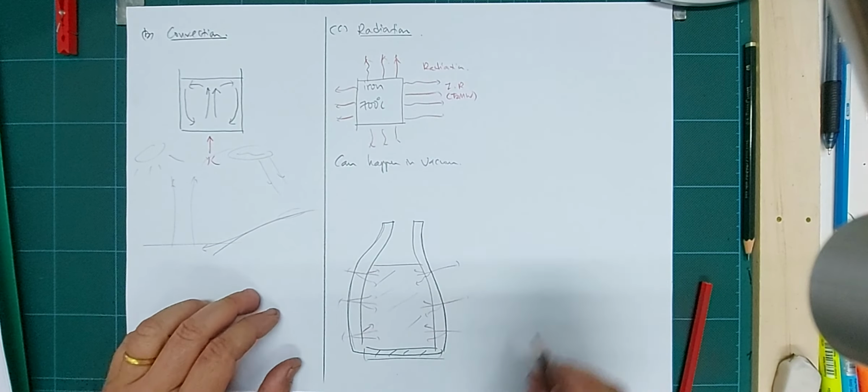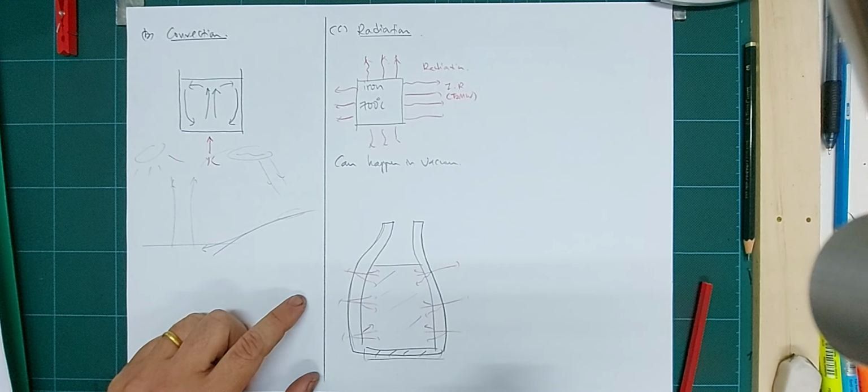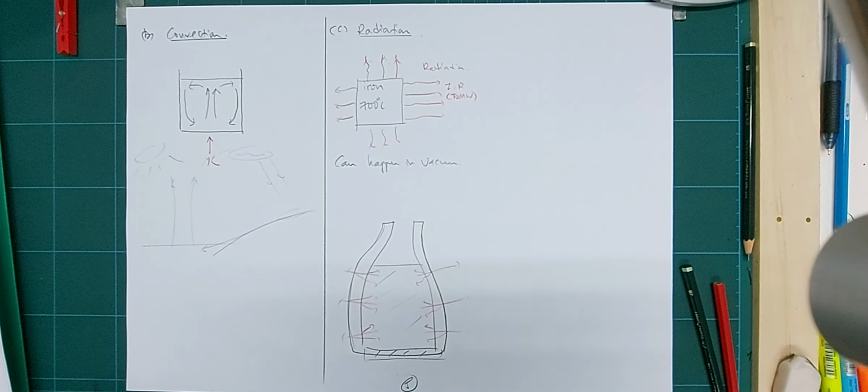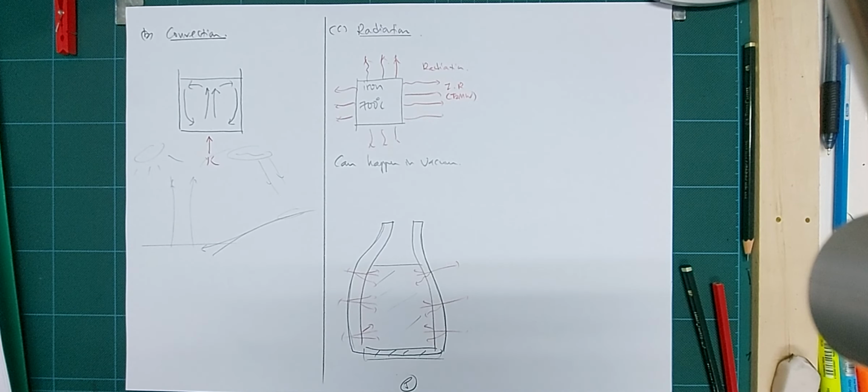So these are the other two types. No calculation for this one, only for the conduction type. So that's it for our chapter 5, thermal physics. Next week we are going to look at chapter number 6, gas law. Okay, bye.